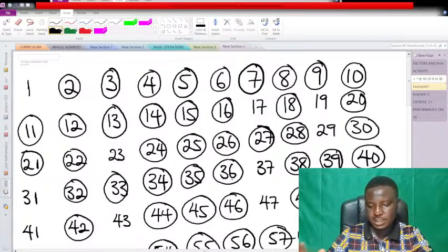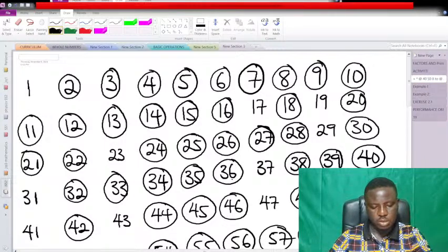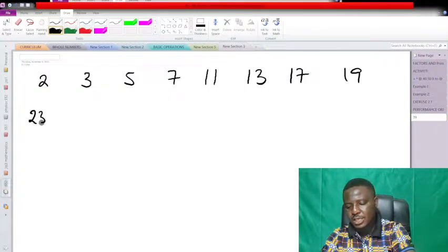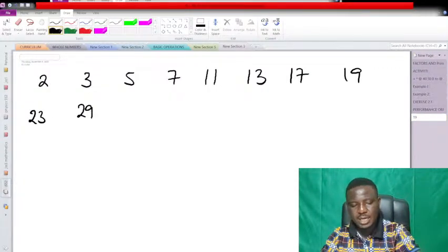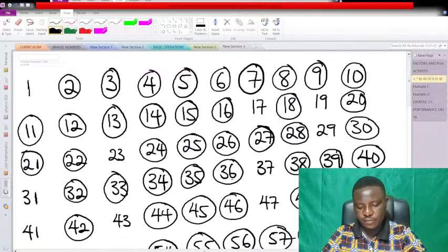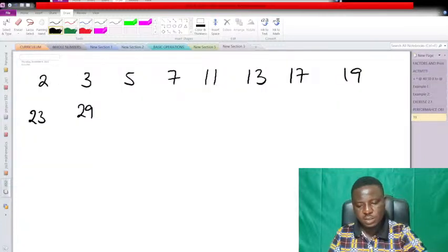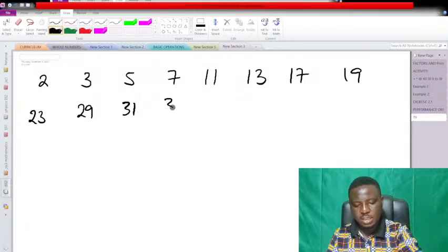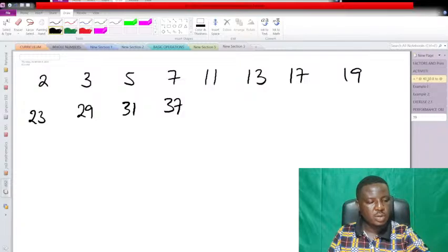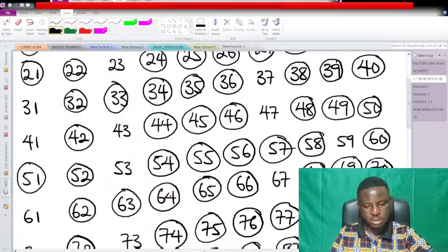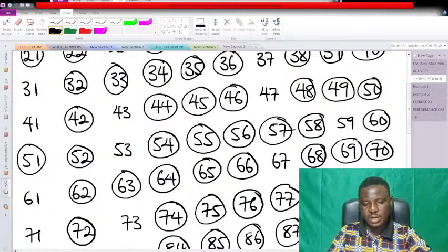After 19 is 23 and 29. We have 31 and 37. We equally have 41 and 47.